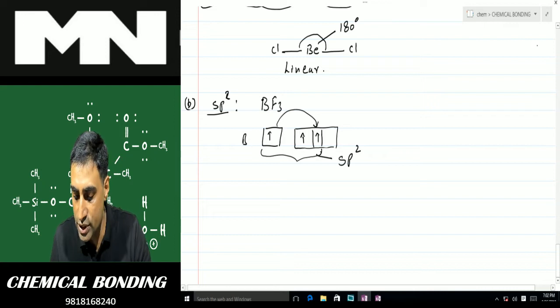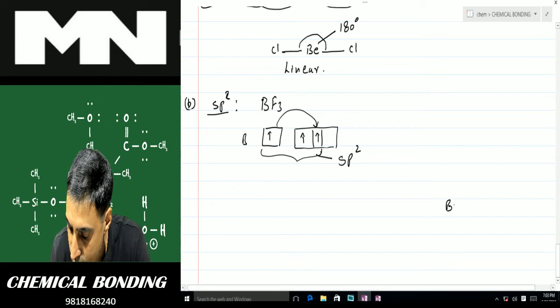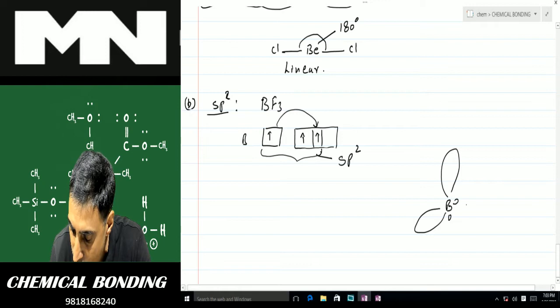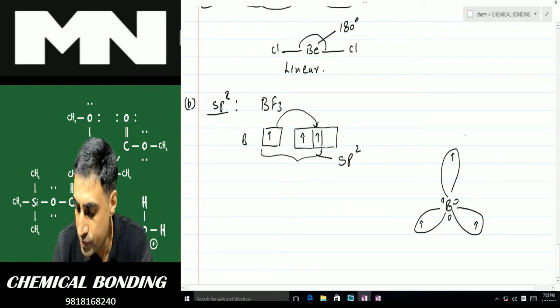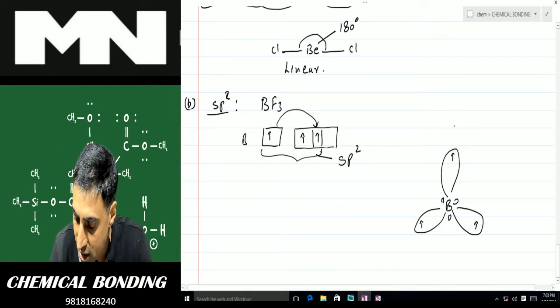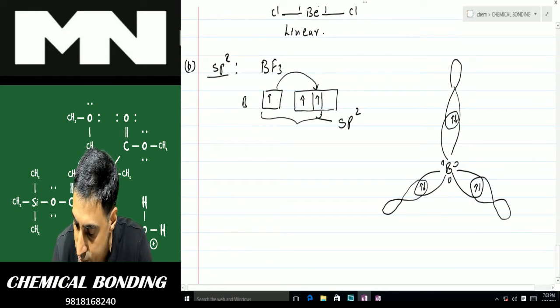So if we draw the structure of boron trifluoride, it is like this. Here you have boron, one hybrid orbital, second hybrid orbital, third hybrid orbital. You have one electron, second electron, third electron. Here it is overlapping with the unpaired electron of fluorine. Like chlorine, fluorine also has an unpaired electron in its valence p subshell. Here also you have an unpaired electron, and here again you have an unpaired electron.